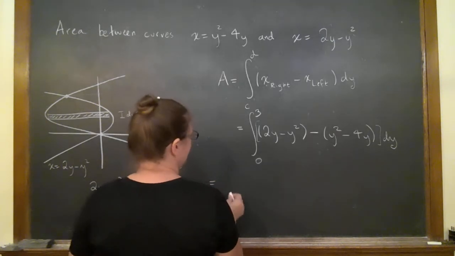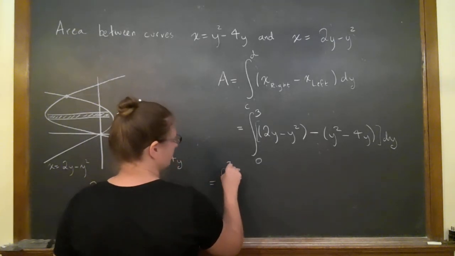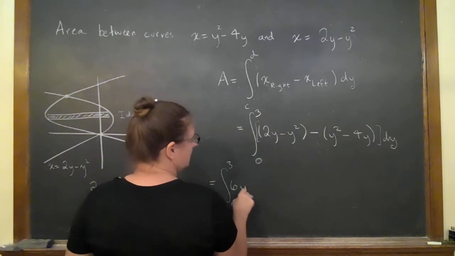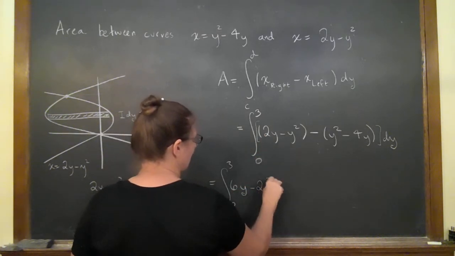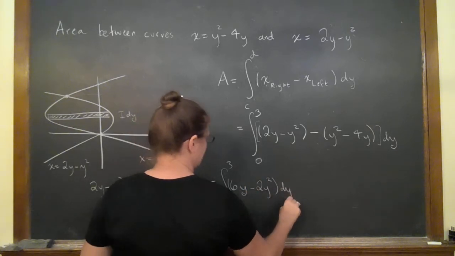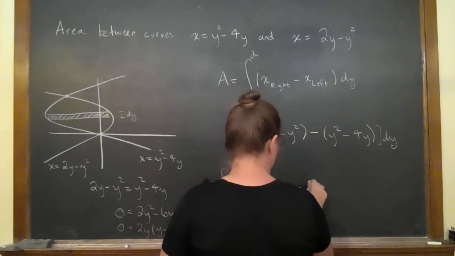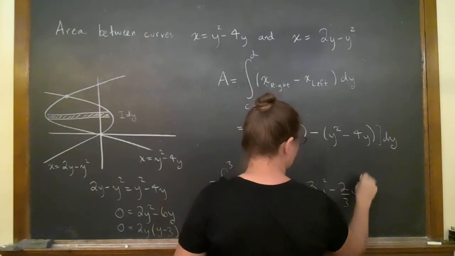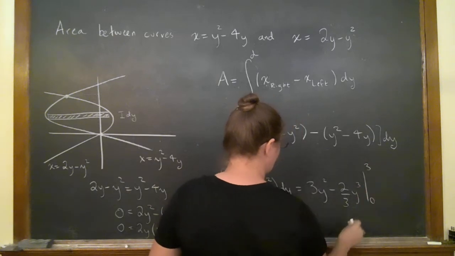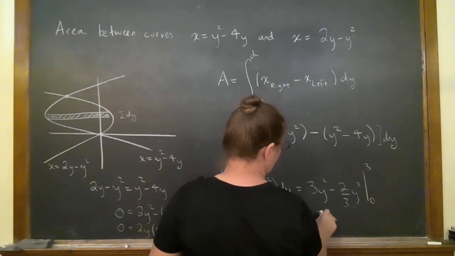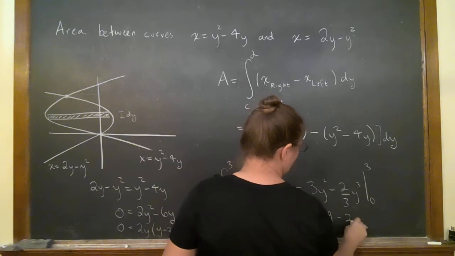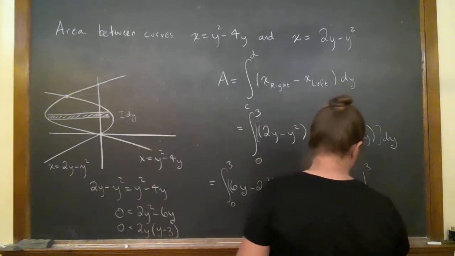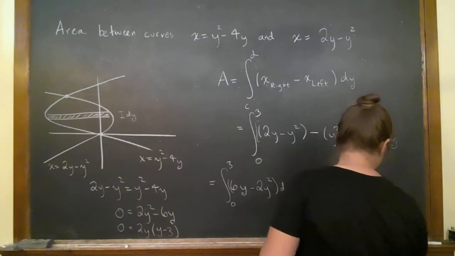So let's see what we have here. Integral from 0 to 3 of 6y minus 2y squared. So 3y squared minus 2/3 y cubed, evaluated from 0 to 3. So 3 times 9 minus 2/3 times 3 times 9. 3 times 9 minus 2 times 9 is 1 times 9. So the answer is 9.